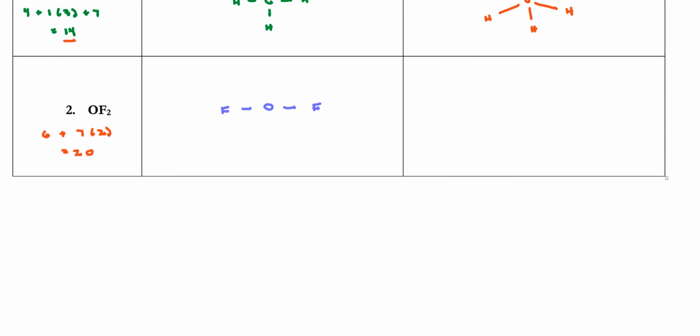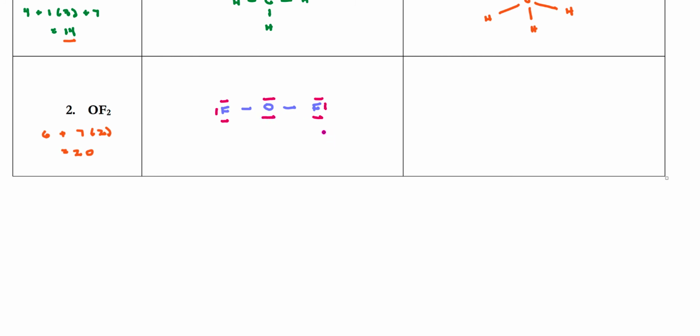Then my next step is to add lone pairs of electrons. Remember, fluorine wants 8 valence electrons. Right now it only has 2, so I'm going to add 4, 6, 8. Fluorine here has 2, 4, 6, 8 now. And oxygen has 2, 4, so I'm going to have to add 2 lone pairs, 6, 8 valence electrons.